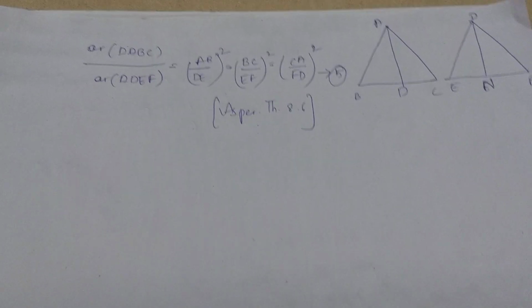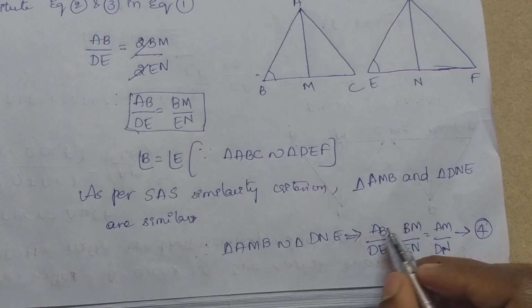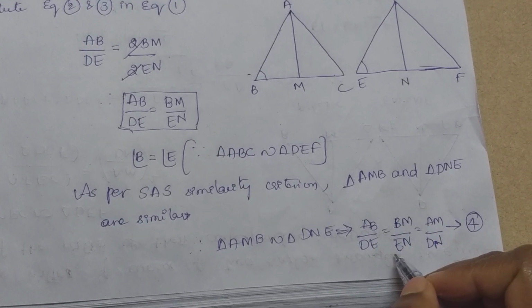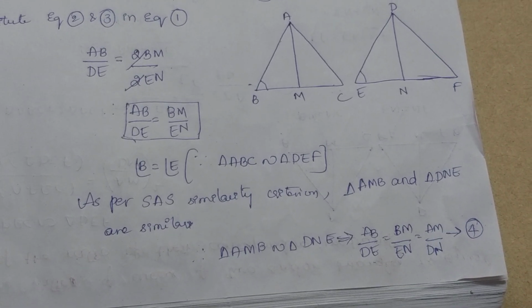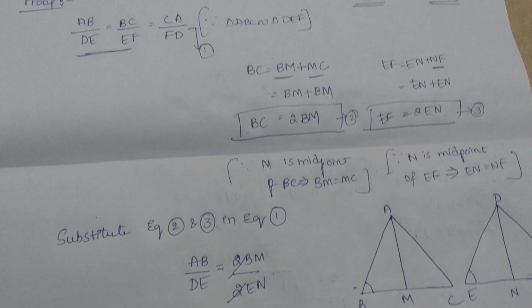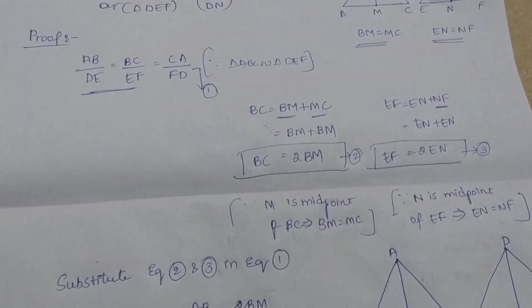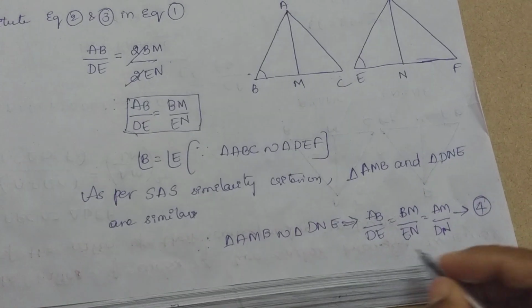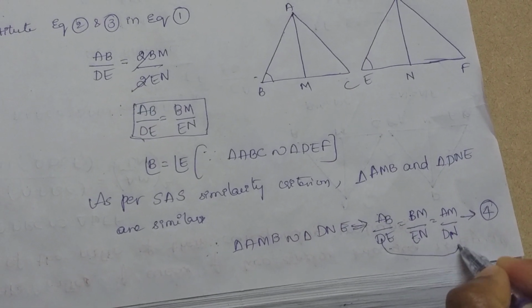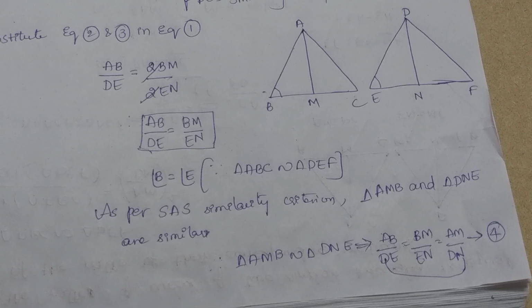Okay. So what is equation 4? Let's see. Equation 4 is AB by DE equals BM by EN equals AM by DN. But what is required to be proved? We have to prove that the ratio of the areas equals AM by DN whole square. So here, from equation 4, I will take these two relations.